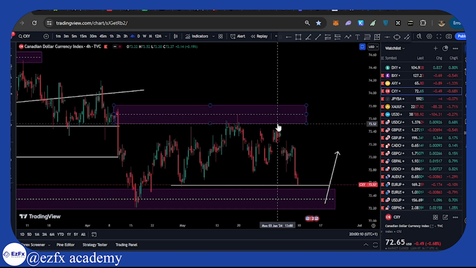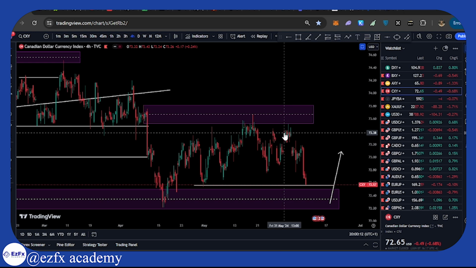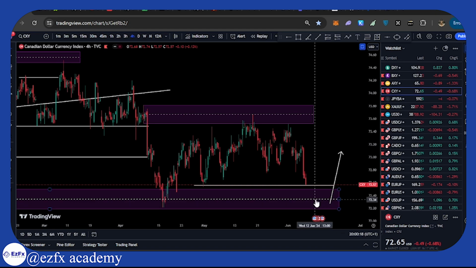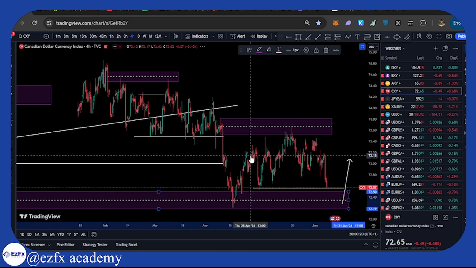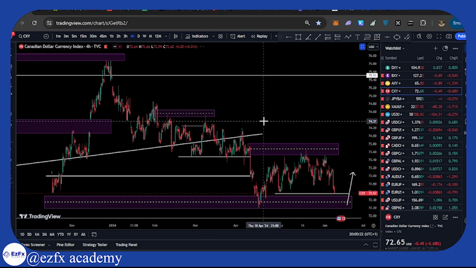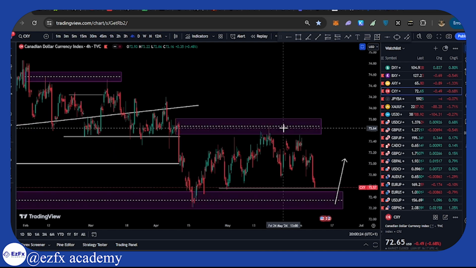Same thing applies for CXY also. However, I want to be a bit watchful, I want to be a bit careful on CXY. This zone that I have marked out here, around 72.50 and 72.19, has been tested already on CXY.